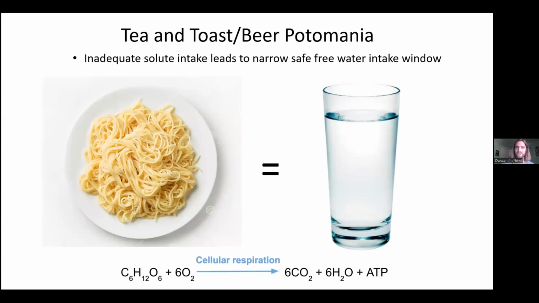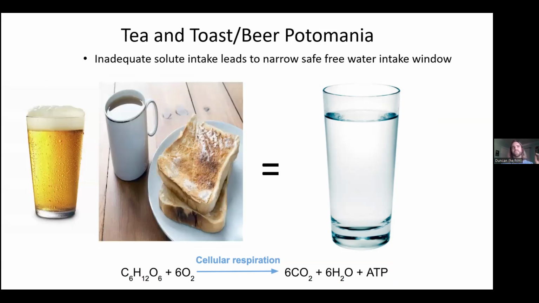That's because carbohydrates, when they undergo typical breakdown and cellular respiration in the body, don't produce any solute that the kidneys can work with. Beer potomania and tea and toast used to confuse me. It's not necessarily that they don't have adequate caloric intake. It's that they're eating foods without adequate protein or salt. If you're just having beer, which has alcohol that is broken down differently and doesn't produce any solute, it still has carbohydrates from the hops and other ingredients. So someone can drink a lot of beer and still maintain their caloric needs.